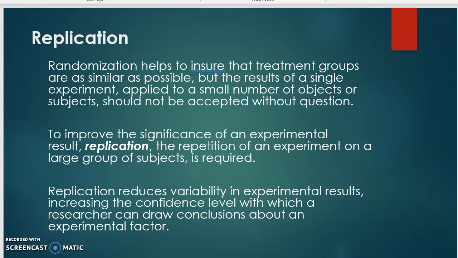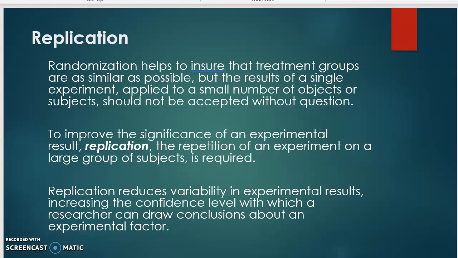Replication. Randomization helps to ensure that treatment groups are as similar as possible, but the results of a single experiment applied to a small number of objects or subjects should not be accepted without question. To improve the significance of an experimental result, we need replication, the repetition of an experiment on a large group of subjects. So having a large group of subjects is one of the ways in which we're replicating. The other way is to make sure that an experiment can be replicated or redone by some other researchers or at a different time.